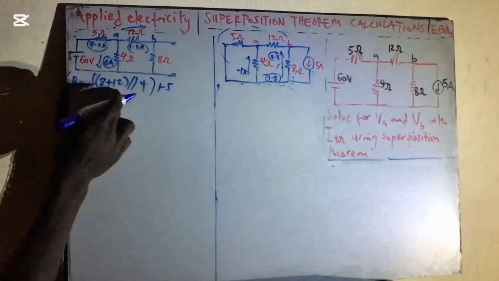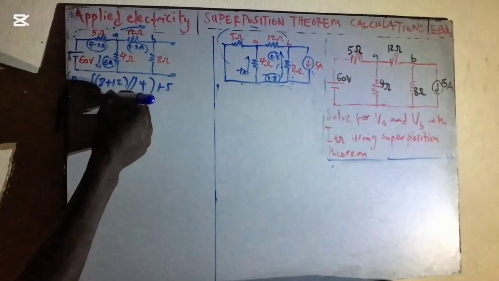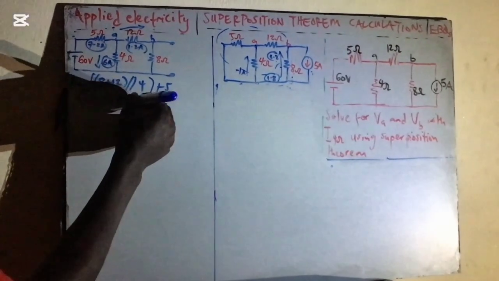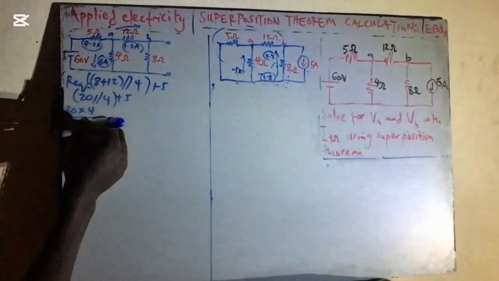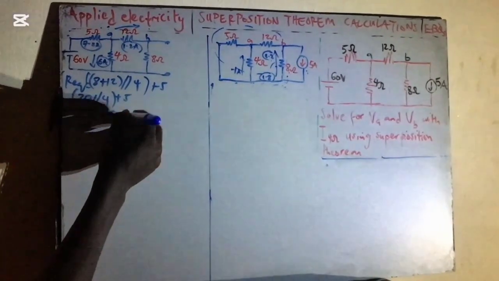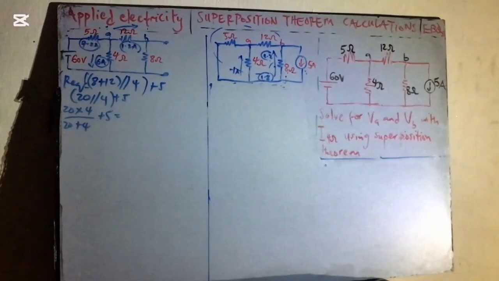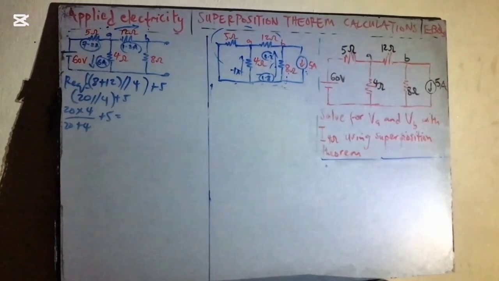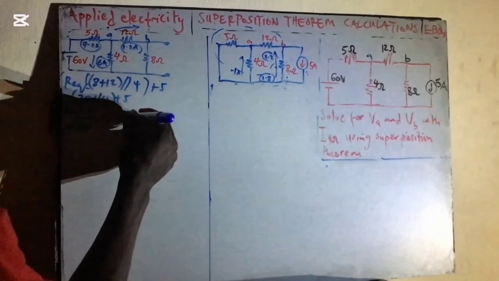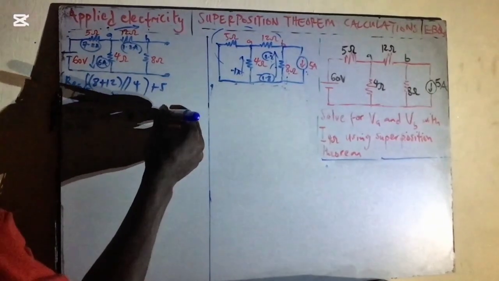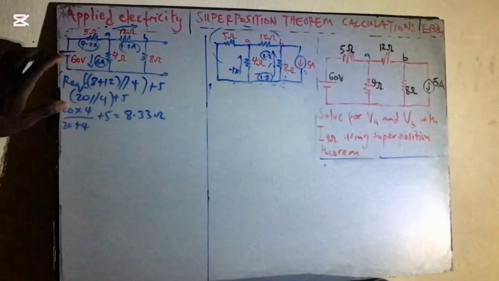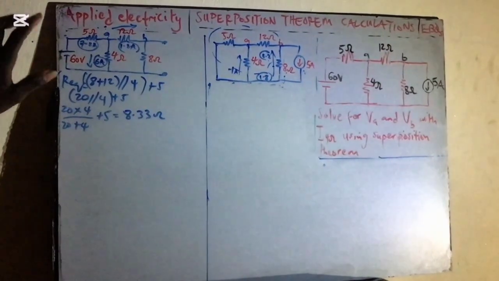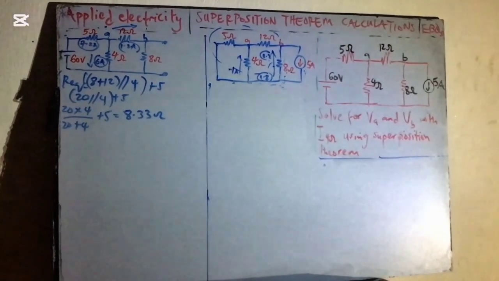So let us resolve 8 plus 12. That's 20 in parallel with 4, then plus 5. So that will be 20 multiplied by 4 over 20 plus 4, plus 5. So let's calculate that. We are going to have 8.33 ohms. So now we have the resistance, we have the voltage. We are going to need the current, right? Let us look for the current.